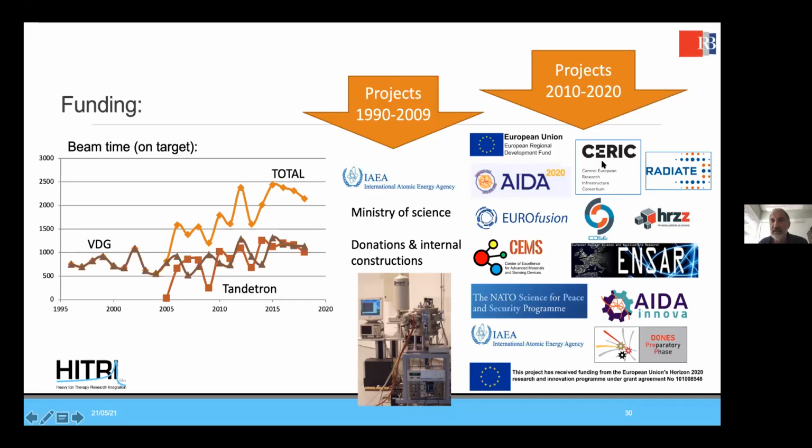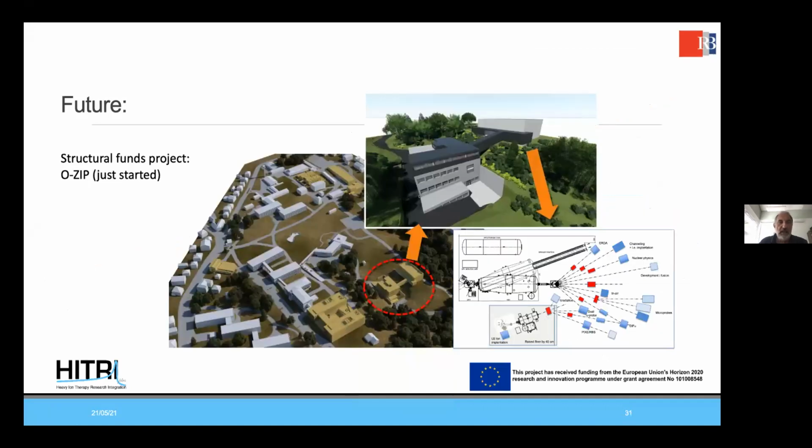This is Serikeri. Then we have AIDA Innova with CERN. We have DONES preparatory phase. We have Aerofusion. And all these projects contribute somehow to the utilization and to sustainability of the system. And because of that, we will go to the new investment cycle.